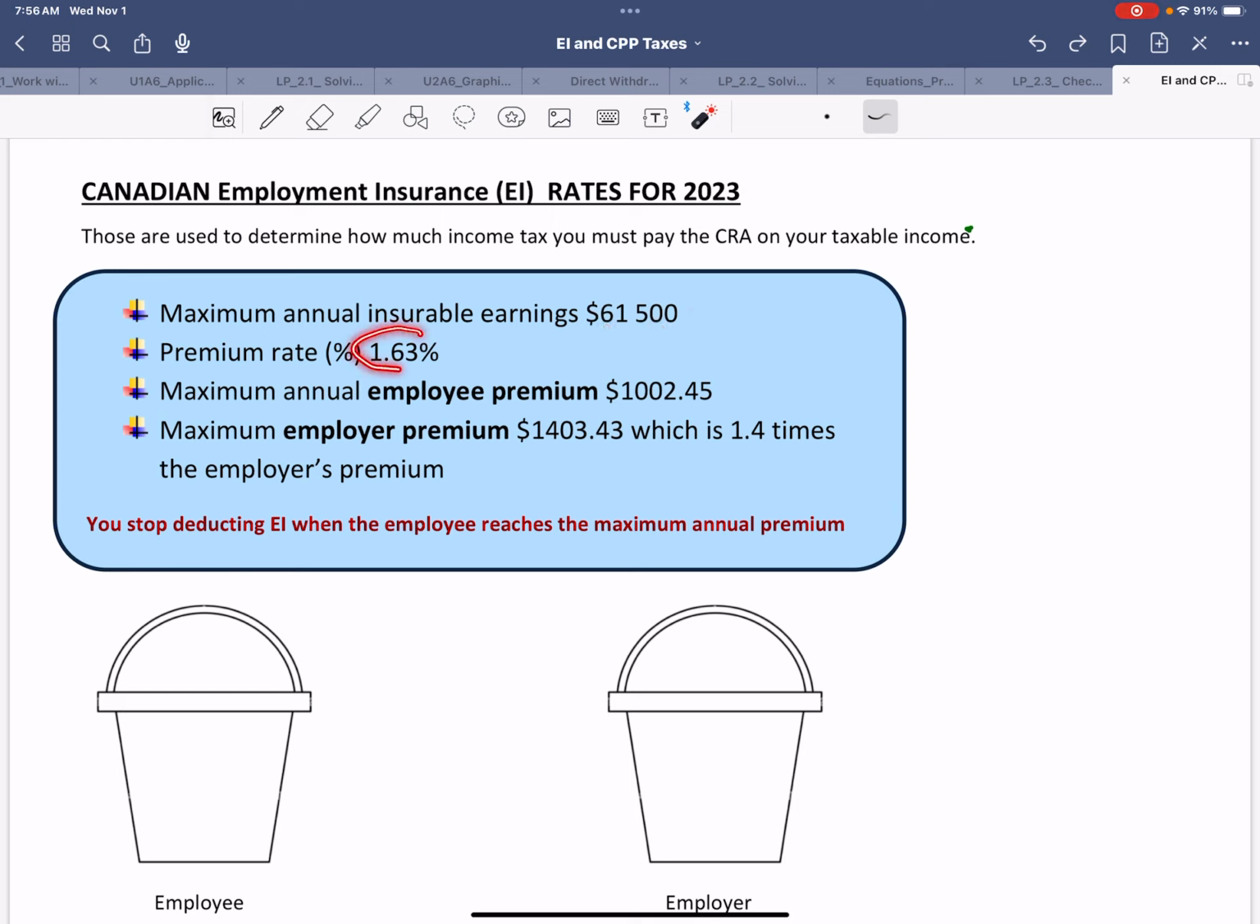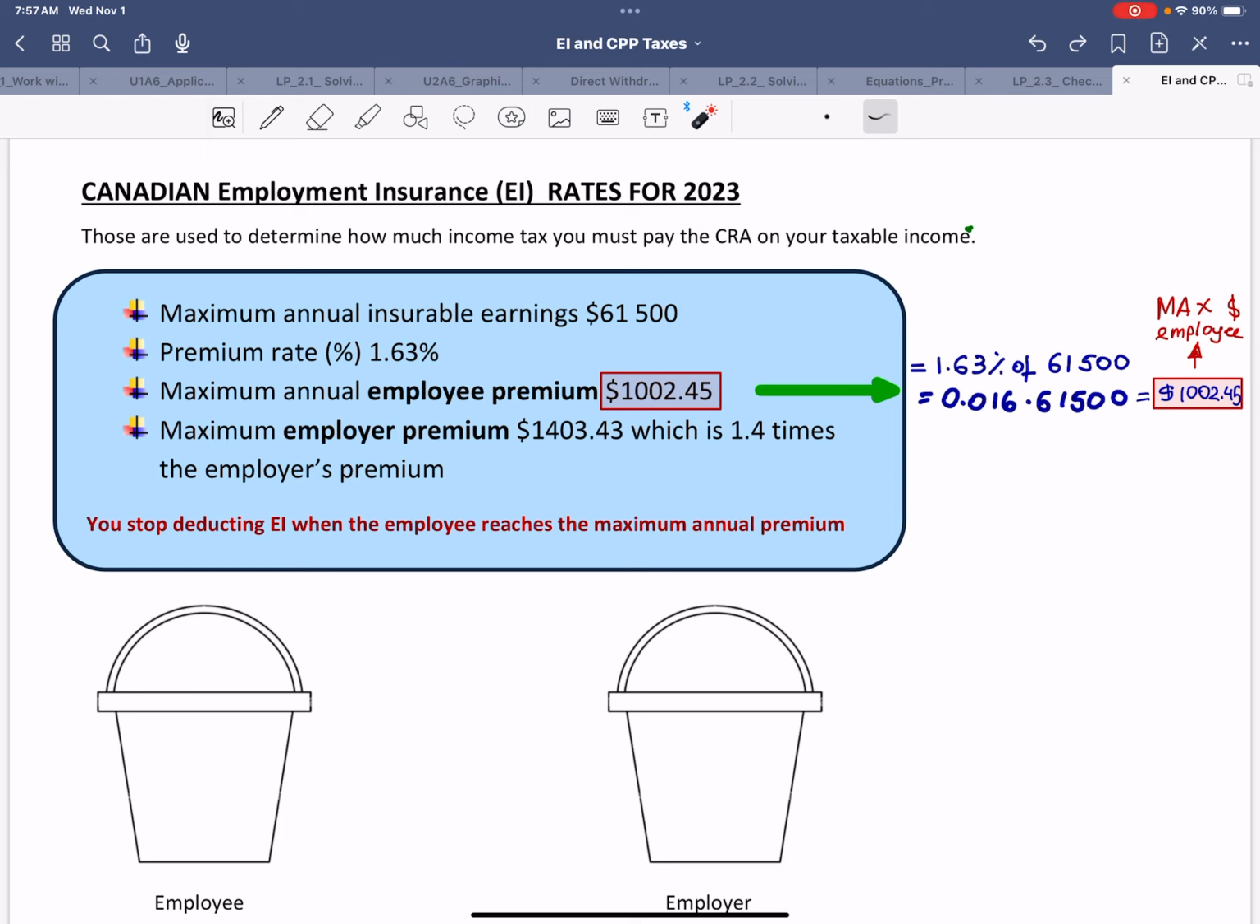Now, the rate that applies to employment insurance is 1.63%. And this will work out to $1,002.45. So if you did the calculations in here, 1.63% of 61,500 means 0.0163 multiplied by 61,500, which amounts to the exact amount of $1,002.45. Now, this is the amount that the employee has to pay.